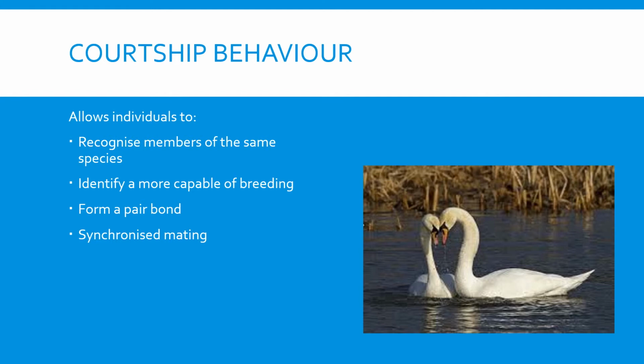Then you have to identify a mate that's more capable of breeding, and you need it to be sexually mature, fertile, and receptive to the mating. They need to form a pair bond within certain animals, like swans, and this leads to successful mating and raising of offspring. And then synchronized mating, which allows the fetus to even be born.